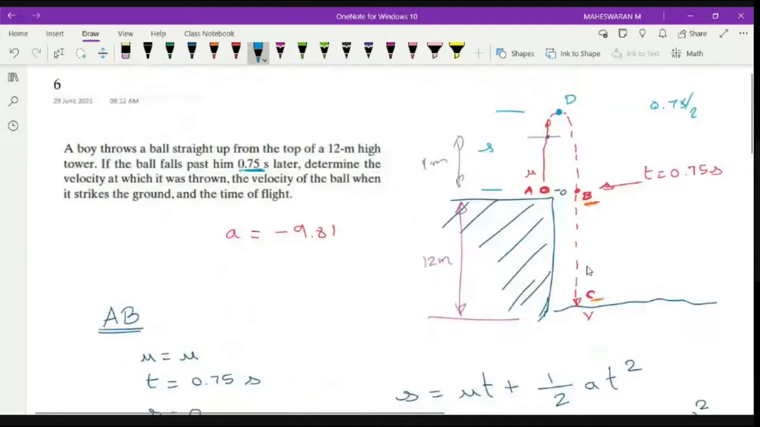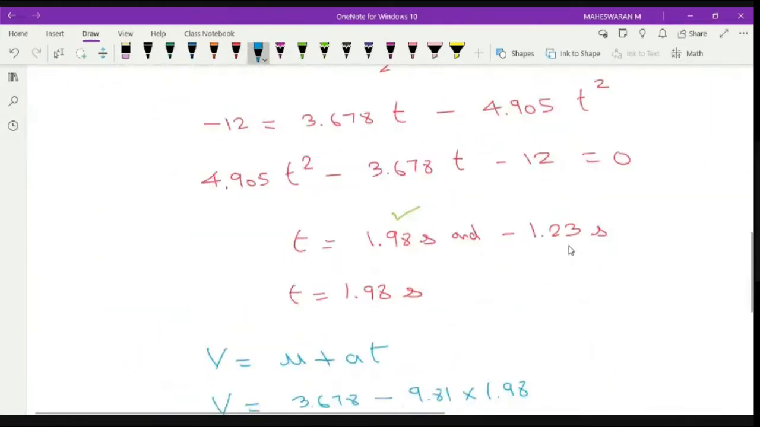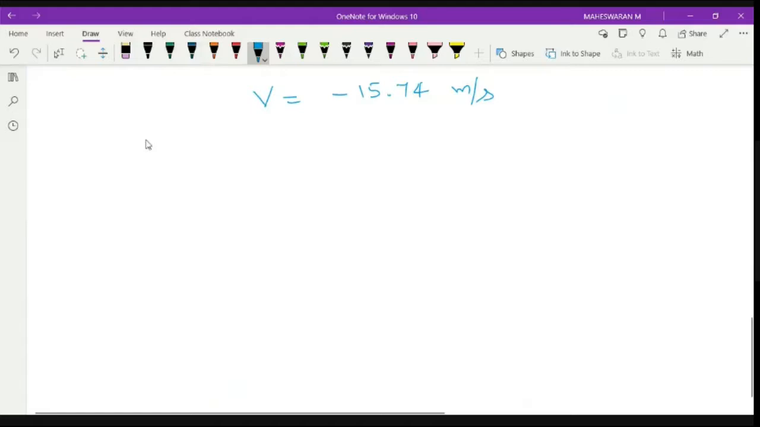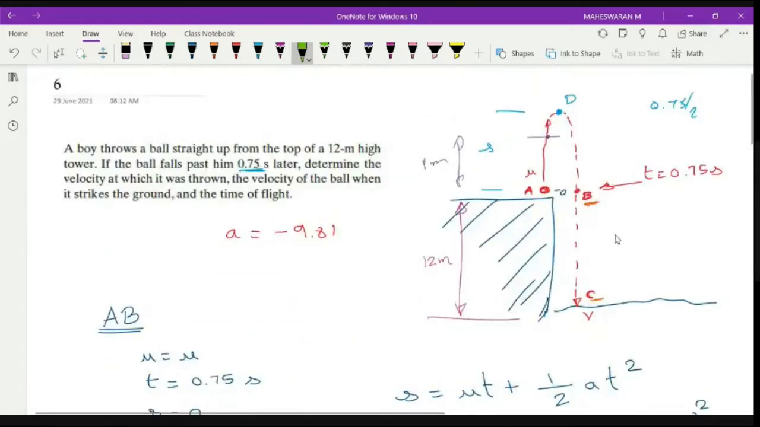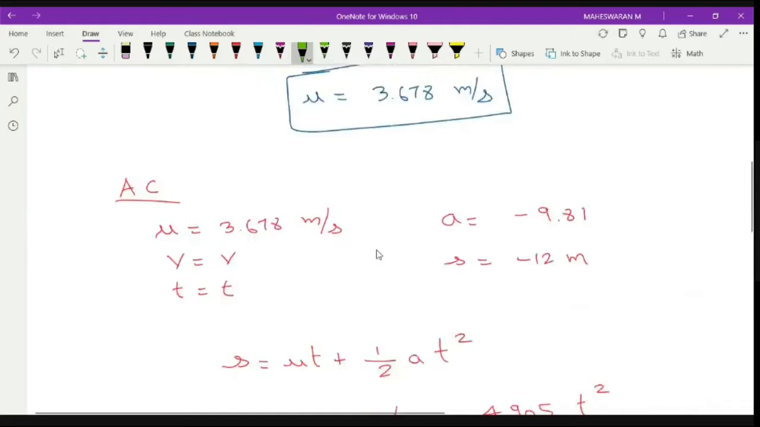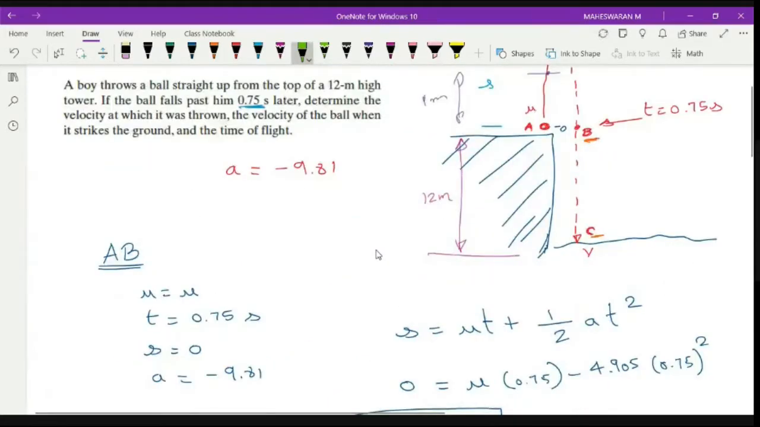You can also solve in another way. Instead of AC, which I have considered, I can also consider BC. That is also possible. BC is from here, going downward, from B to C. If I want B to C, I have to identify my S value. My S is a positive value, which is 12 meter.